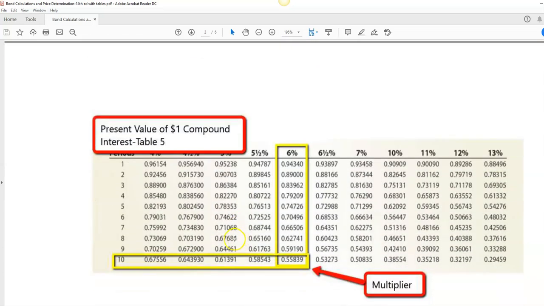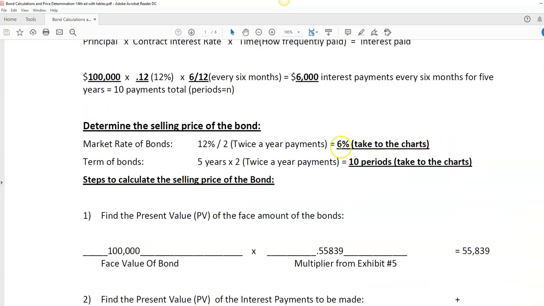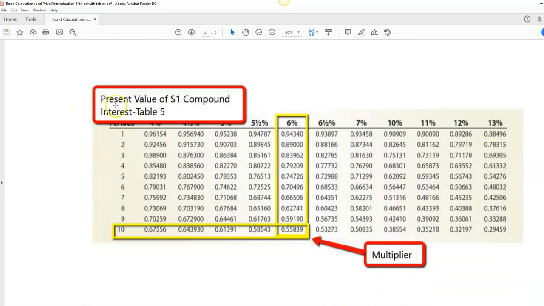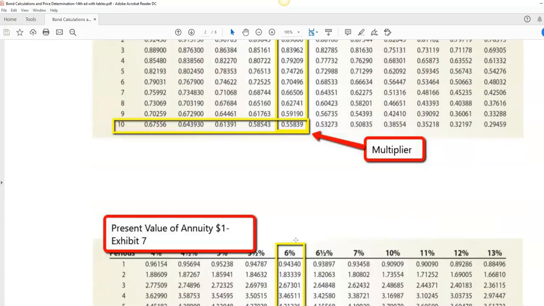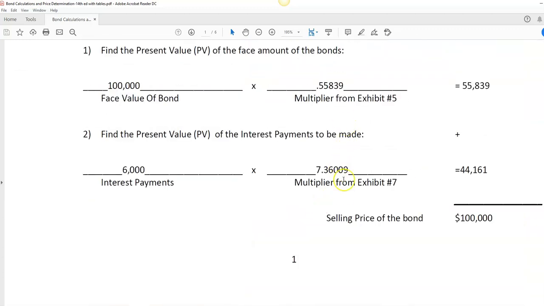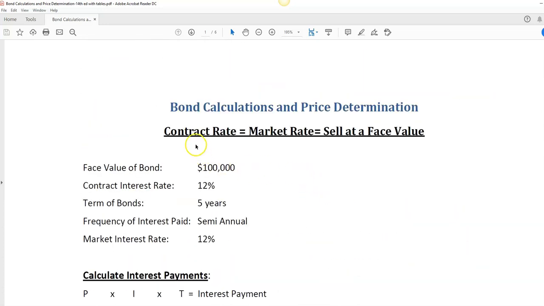So here is the first multiplier. So it was 12%. If you remember, it says right here, sorry guys, 6%, 10 periods. That's what I take to the chart. So this is the present value of the dollar, 6%, 10 periods. There's my multiplier. For the other chart, 6%, 10 periods. There's my multiplier. So these multipliers got plugged into the formula right here, and so the selling price of my bond is $100,000. Because, up here at the top, sorry to scroll, contract rate equals market, I sell at face value. Okay, so that's when they equal.